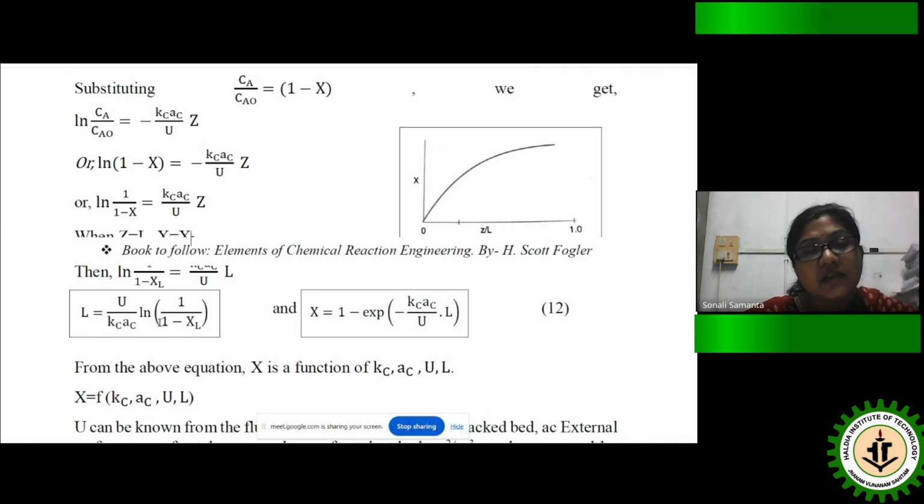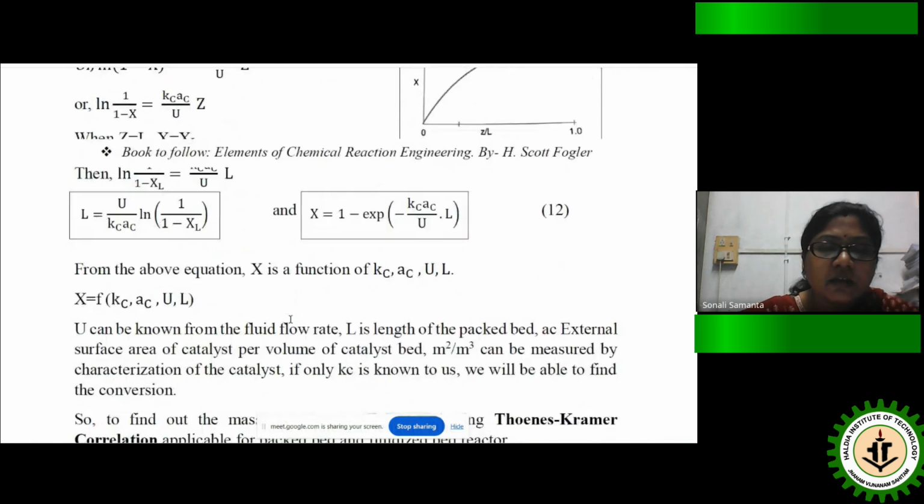So if all the parameters are known, we can easily determine the length of the packed bed. From this equation, in the same way, if the length is known, how much conversion can be achieved? If you reverse this equation, you will get an equation in terms of length to find out the conversion. From this equation, we can see that conversion is a function of Kc, Ac, U, and L. As I told you, L, U, and Ac can be known to us. But what about this Kc? To find out Kc, we need a correlation.